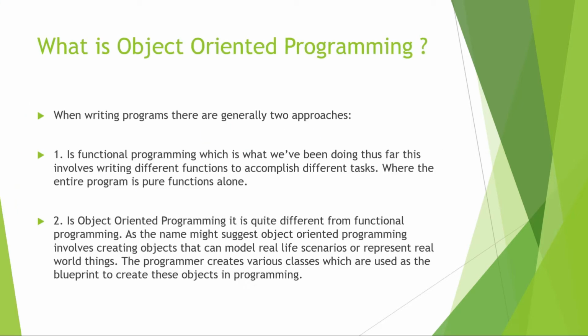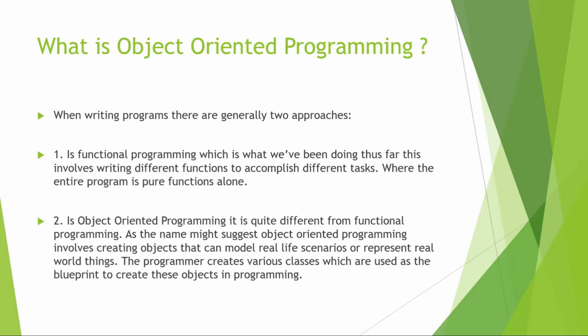So what is object-oriented programming? When writing programs, there are generally two approaches. The first is functional programming, which is what we've been doing thus far. This involves writing different functions to accomplish different tasks, where the entire program is pure functions alone. The second approach is object-oriented programming. It is quite different from functional programming.